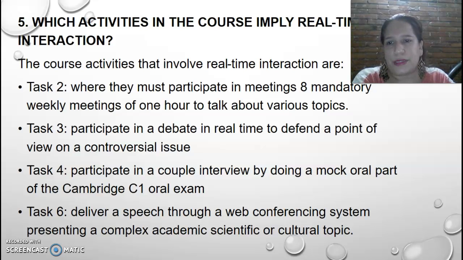Task 3, participate in a debate in real time to develop a point of view on a controversial issue. Task 4, participate in a couple interview, joint and MOOC oral part of the Cambridge C1 oral exam. And task 6, deliver a speech through a web conference system, presenting a complex academic, scientific, or cultural topic.